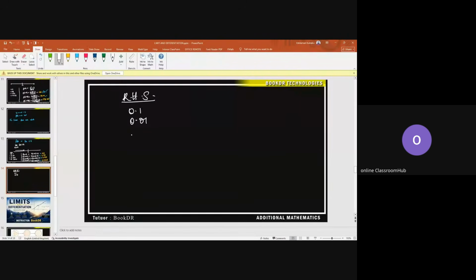Let me write them from the smallest. Okay, the arrangement is okay. Positive 0.1, positive 0.01, positive 0.001, positive 0.0001. These are numbers that are closer to 0, but they'll be at the right-hand side of 0 because they are positive numbers. Good. Which of these numbers is closer to 0?